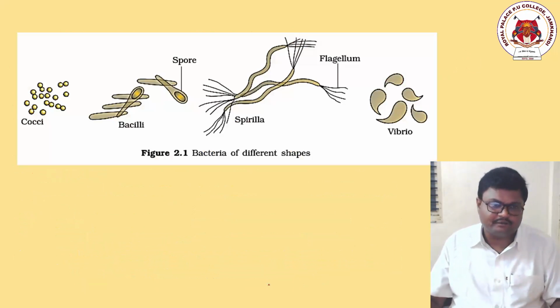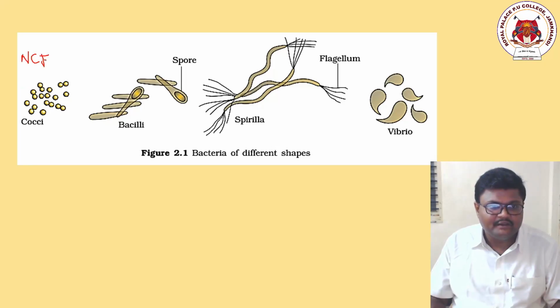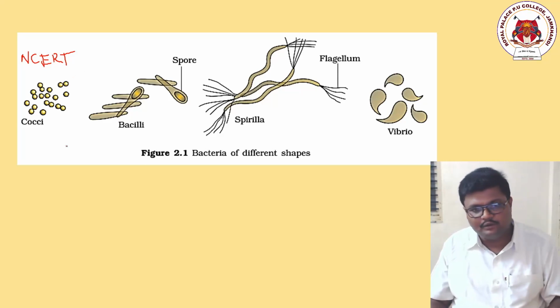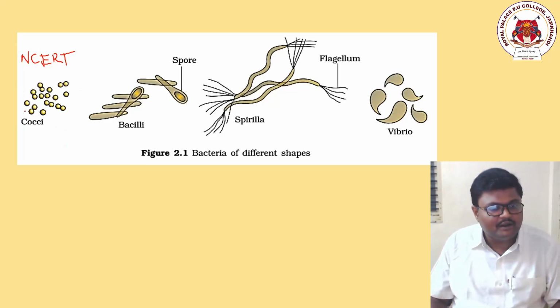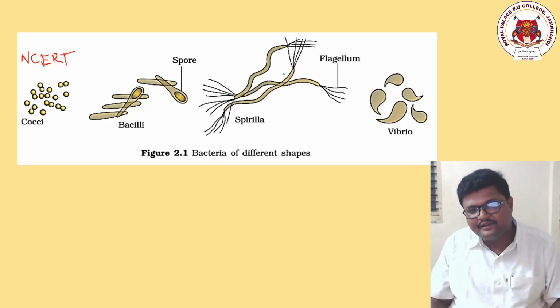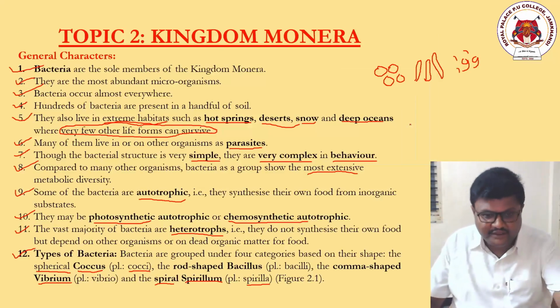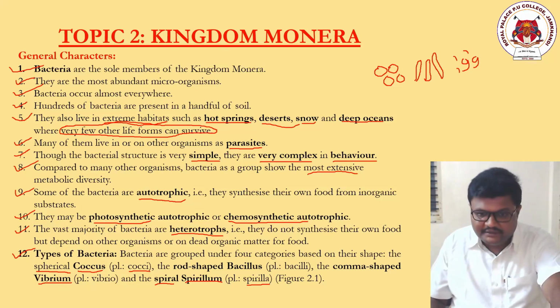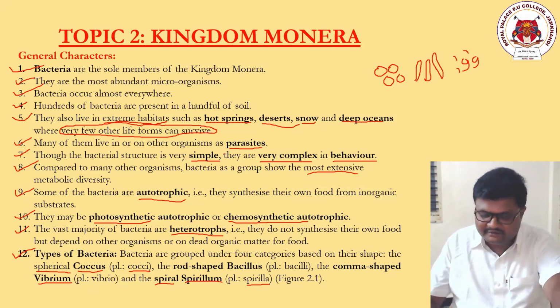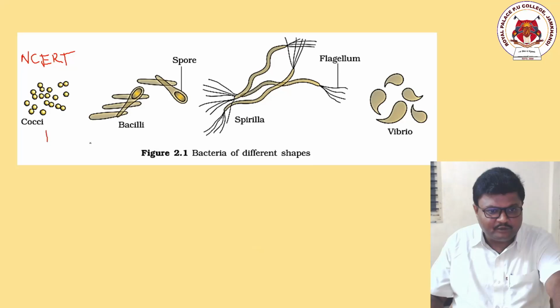I can even go for the photo also. This photo is already given in our NCERT textbook. I have taken this photo from the NCERT textbook, wherein you can see the round shaped cocci bacteria, the rod shaped bacillus or bacilli, the spiral shaped spirilla, and here the last one, the vibrio, comma shaped. As you can see here, the first one is spherical round shape, then rod shaped bacilli, then comma shaped vibrium, and the last one is the spiral. So in my notes, this is 1, this is 2, this is 3, and this one is 4: vibrio, comma shape, and spiral, which is spiral shaped.